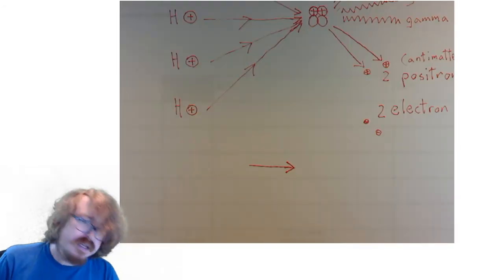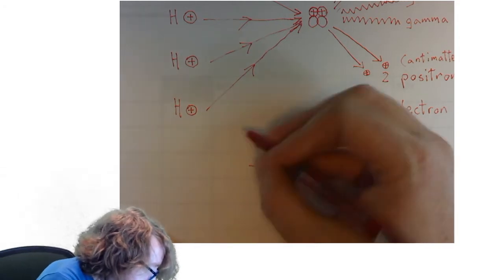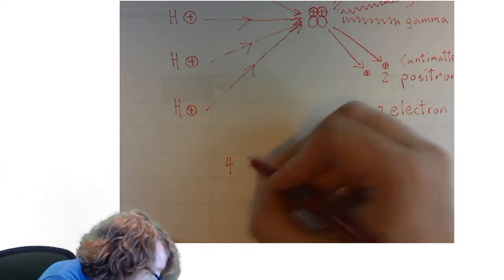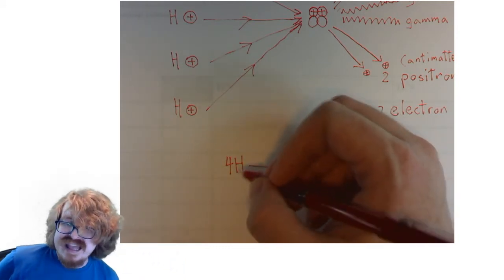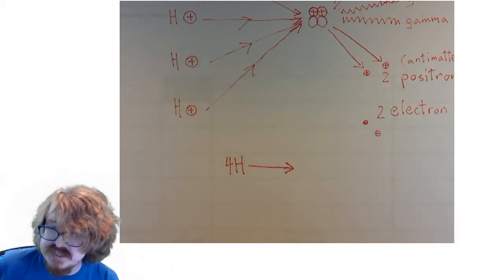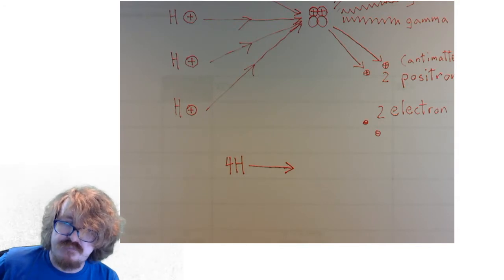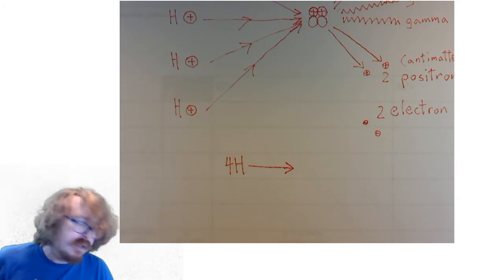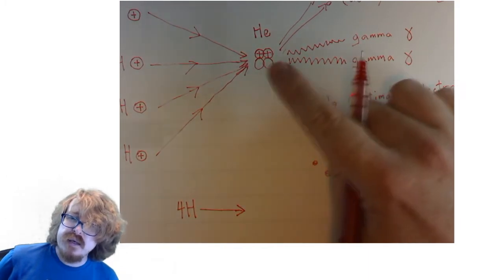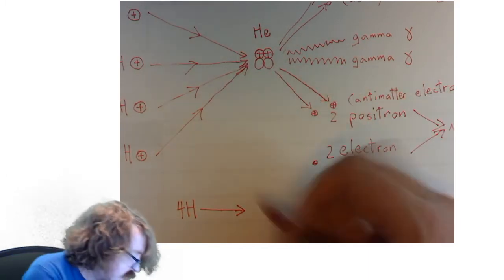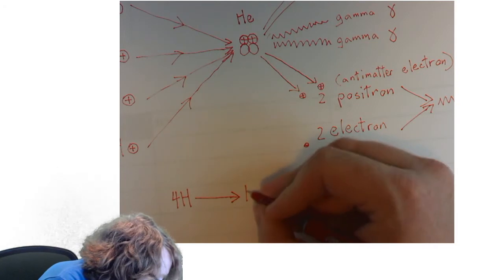There we go. So on this side, like you guys were saying, it's 4 hydrogens. So I'm just putting a big 4 there and an H to mean 4 hydrogens. The sun only uses 4 hydrogens to make this happen. Now over here, what do we make? Well, we make helium, but we only make 1 of it. So I'm just going to write helium.